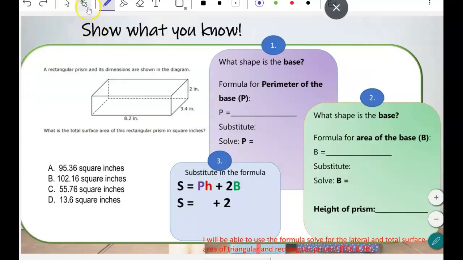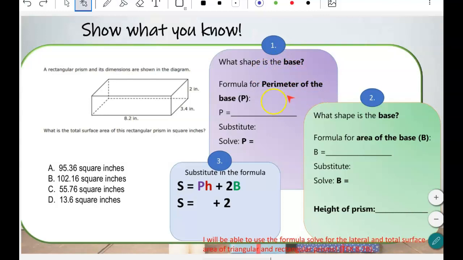All right, so let's look at another example. So we have a rectangular prism. Okay, so now they've thrown in some decimals in here. We're going to go through these same steps. The base is a rectangle.